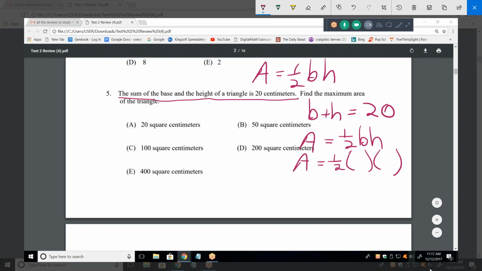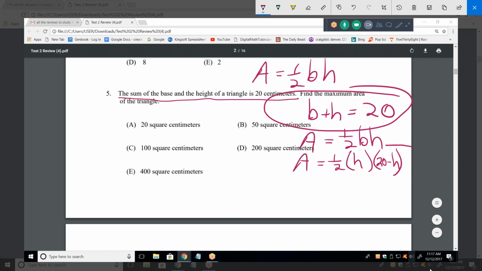So it'd be 1/2 h. That's fine. I don't care if you do h or b. Okay, so we're going to put the h there. Now what goes here? We want b here, but we don't want it to be b. We want it to be a function of h. So solve that for b. 20 minus h.